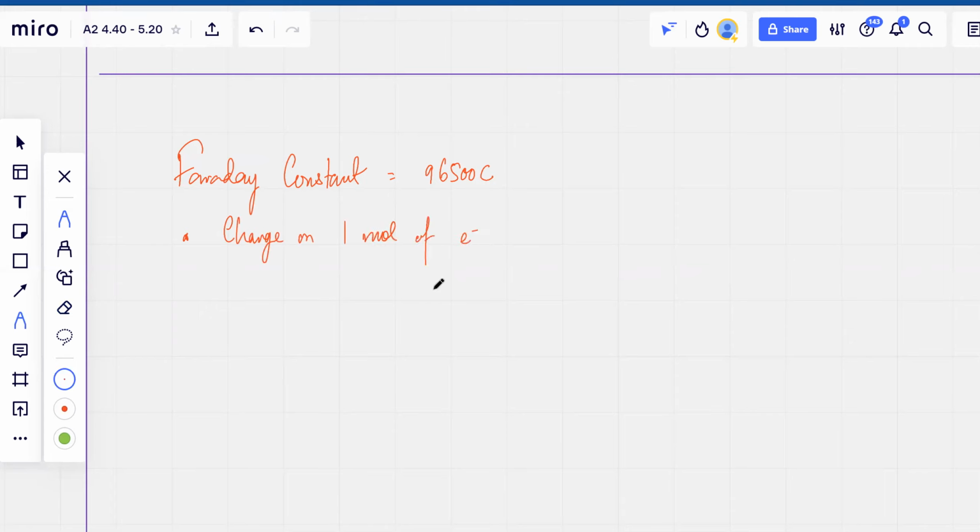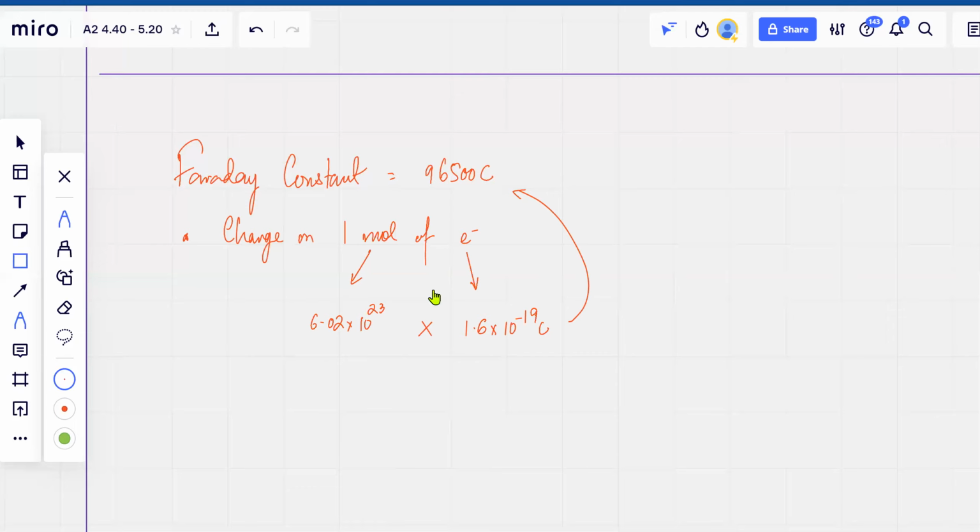So how do you figure out the charge on 1 mole of electrons? You know that on 1 electron, the charge is 1.6 times 10 to the power minus 19 coulombs. That's the charge of a single electron. If you've got 1 mole of electrons, how many electrons do you have? You've got 6.02 times 10 to the power 23 electrons. So you multiply the two, and you get something close to 96,500 coulombs. Is this clear?